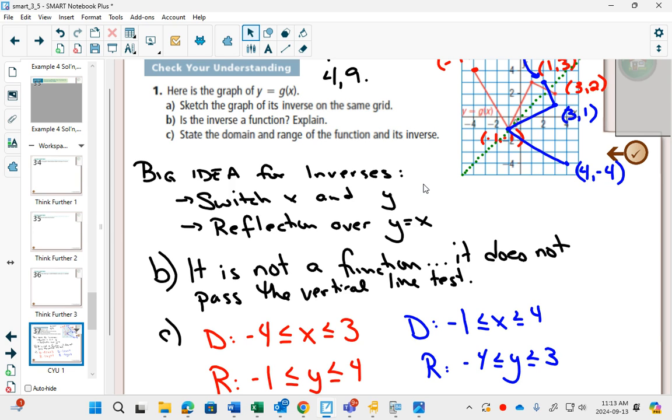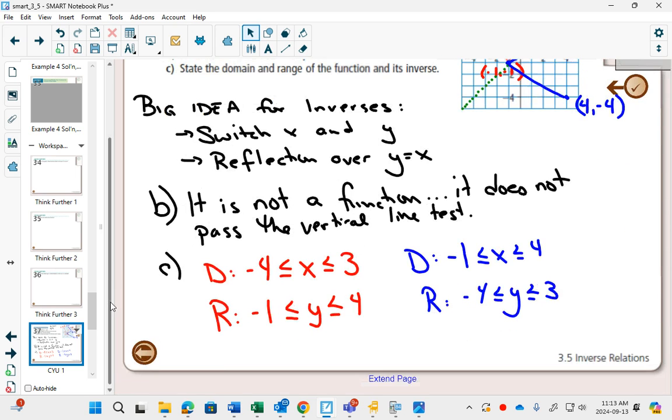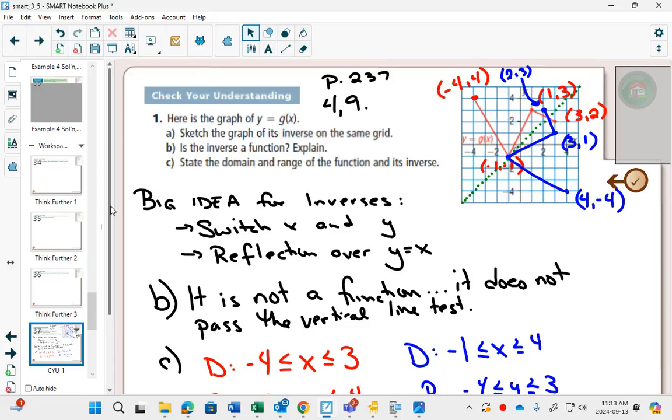So I labeled a point on my original one. I labeled -4, 4. That has an x coordinate and a y coordinate, and they just got switched. So on my blue graph, I instead have 4, -4.